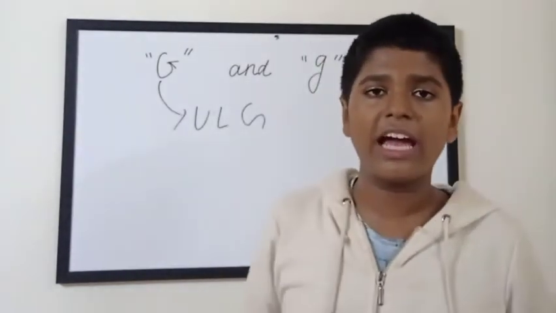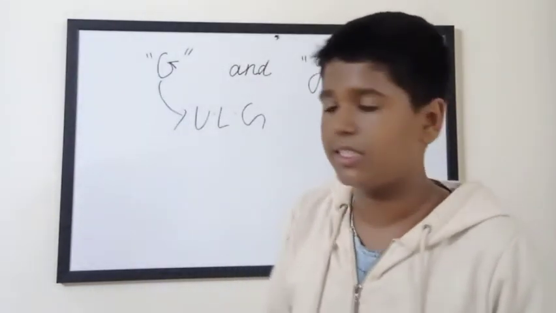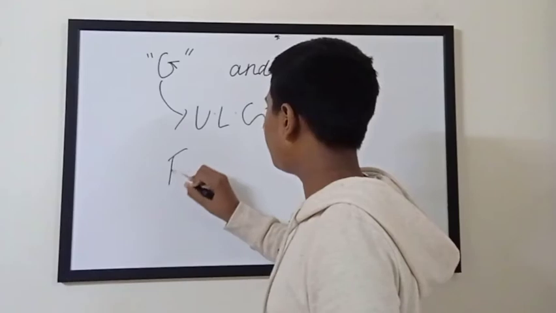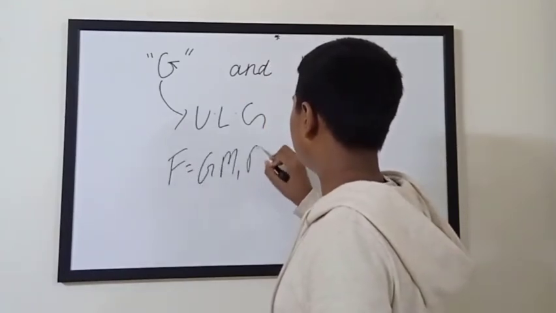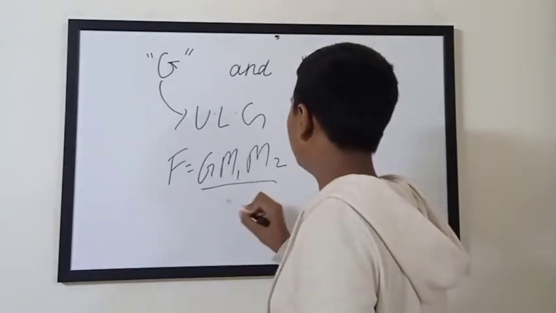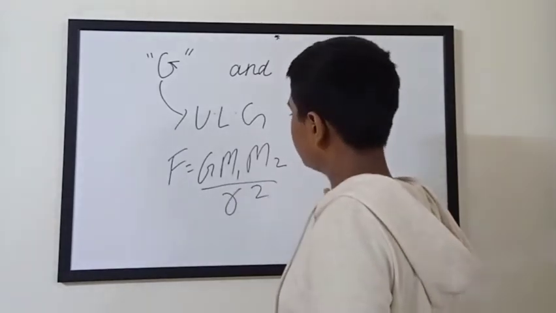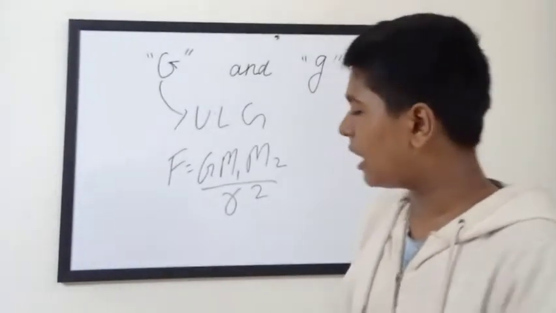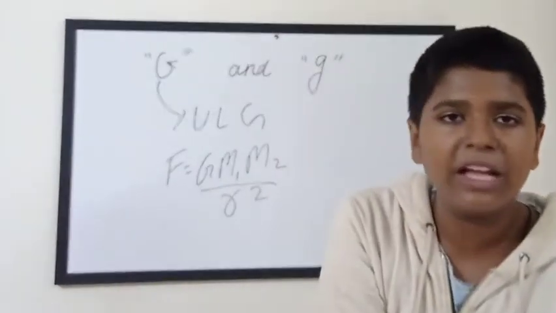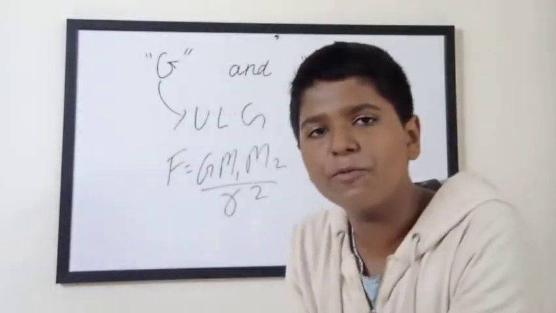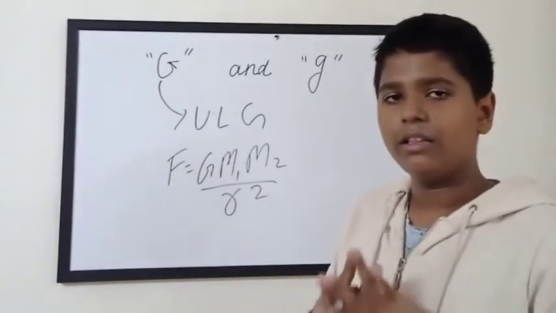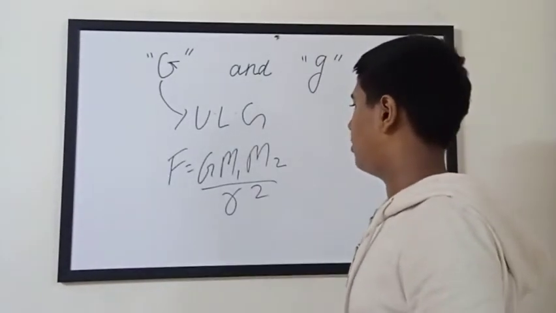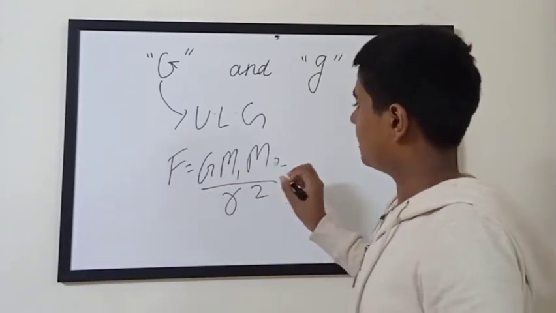Now we also have a formula in this, that is F is equal to G into M1 into M2 whole divided by R squared. Simple formula. What is this formula? How is this formula derived? How to solve this formula? Everything you will know about this in this video. So, what is F? What is G? What is M1? What is M2?